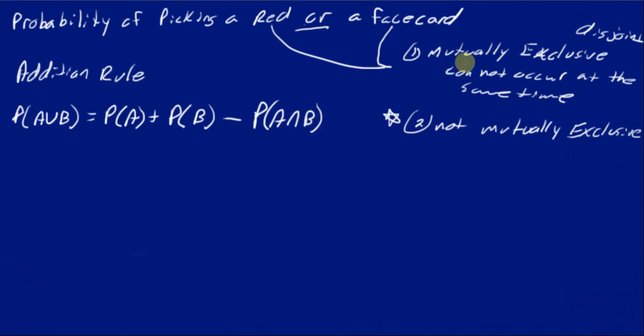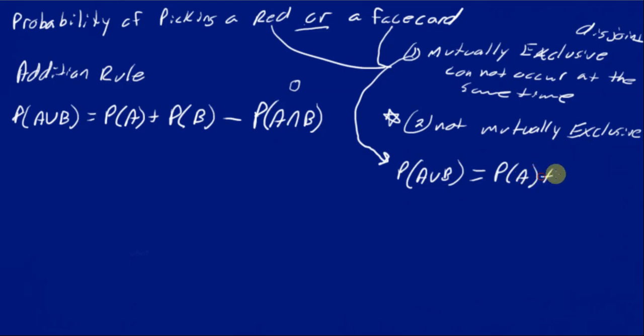Now, if they are mutually exclusive and can't happen at the same time, then this obviously would equal 0. So the formula for mutually exclusive is the probability of A or B, which is just going to be the probability of A plus the probability of B. It's really not a different formula. It's just we don't add on the minus the probability of A and B because it's going to be 0, because they cannot occur at the same time.